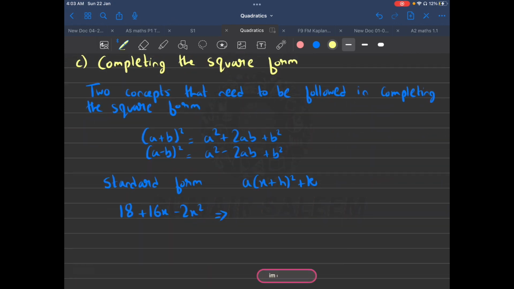In order to solve by the completing the square method, you should know these two identities. A plus b whole square is what? A square plus 2ab plus b square. And a minus b whole square is what? A square minus 2ab plus b square.